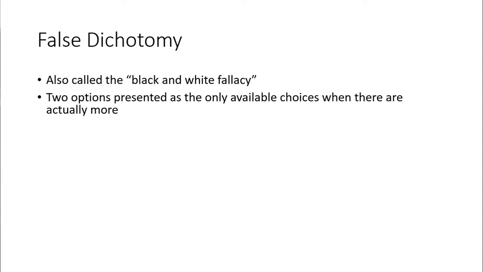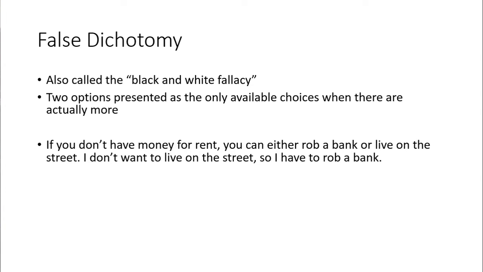Next is the false dichotomy. This is also called the black and white fallacy because it basically treats issues as being very binary, having only two options. So when you present a situation and then pretend that there are only two options when there are actually more choices available, that is a false dichotomy. An example of this is, if you don't have money for rent, you can either rob a bank or live on the street. I don't want to live on the street, so I have to rob a bank.